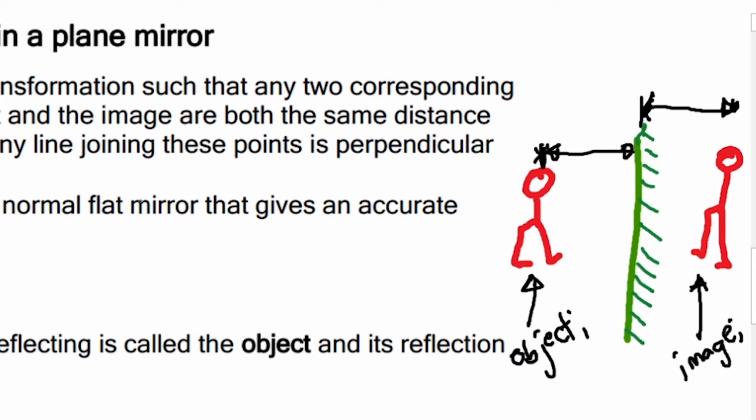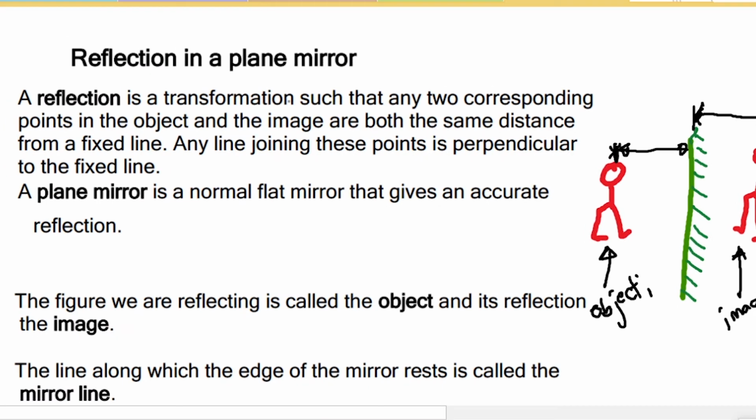So let's first go through the notes here. A reflection is a transformation such that the two corresponding points on an object and its image are both the same distance from a fixed line. And that fixed line is what we are calling the mirror. So it's the same distance from the fixed line, and any line joining these two points is perpendicular to the fixed line, or perpendicular to the mirror.